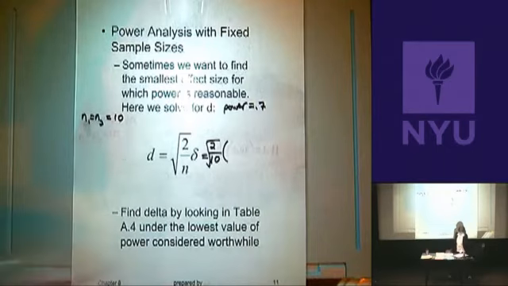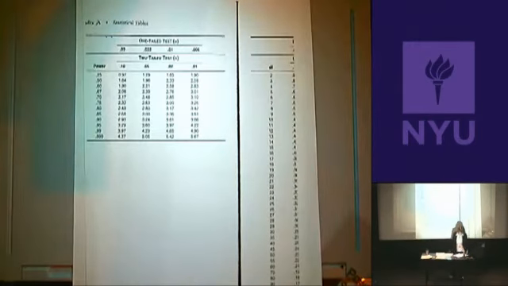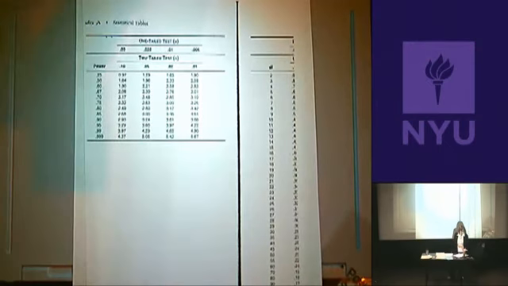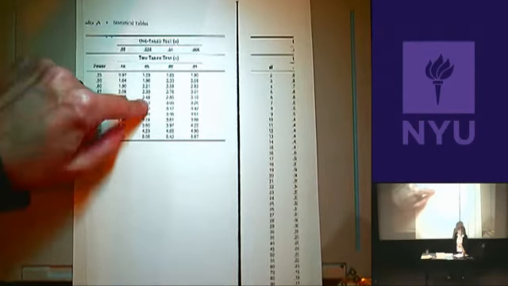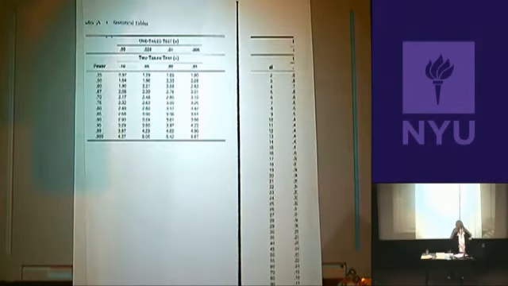I get it from the other table. Let me show you the other table. It's a real simple table. I think this one is A4. It got cut off a little when I was making it bigger. So look what we have here. We have alpha on top. Down the side here, we have power. And in the table, what do we have? These are delta values. So the other table was power as a function of delta. This is delta as a function of power, essentially.